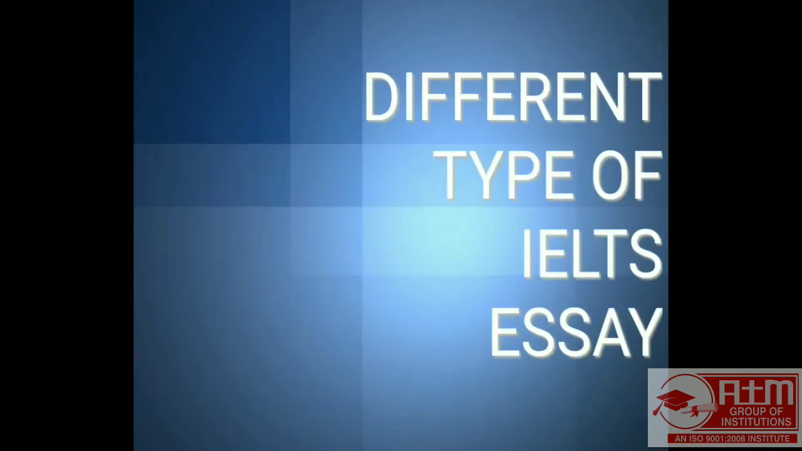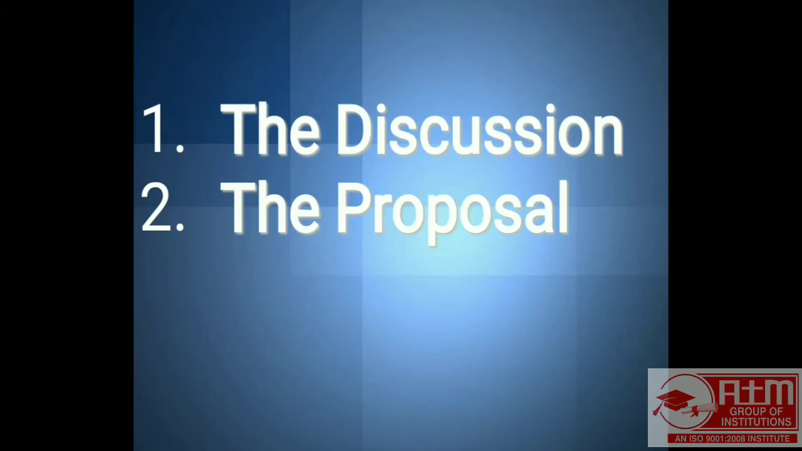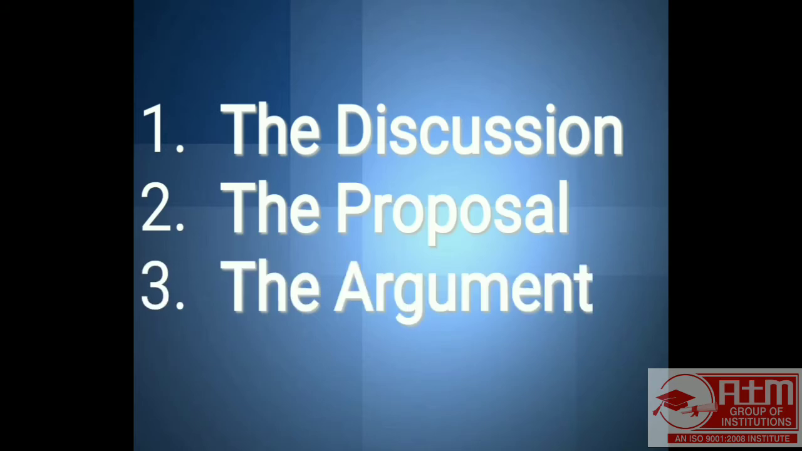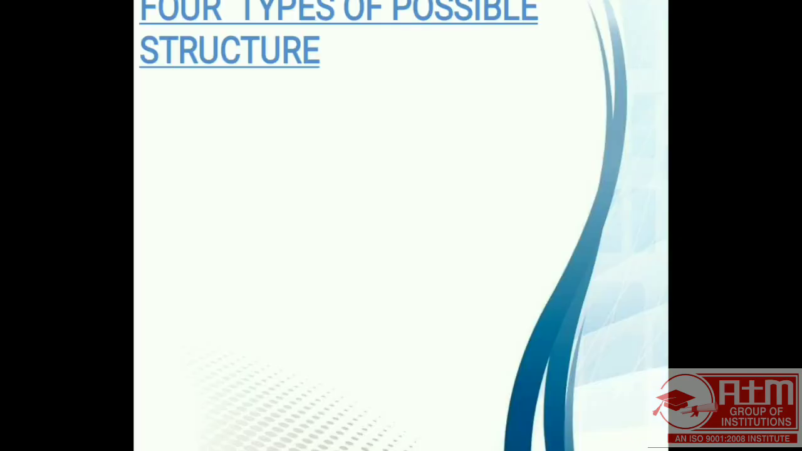First of all, we are going to discuss what type of essays come in IELTS writing task 2. Different types of essays are coming. The first is about discussion, second is about proposal, third is about argument. Let me share with you 4 types of possible structures.